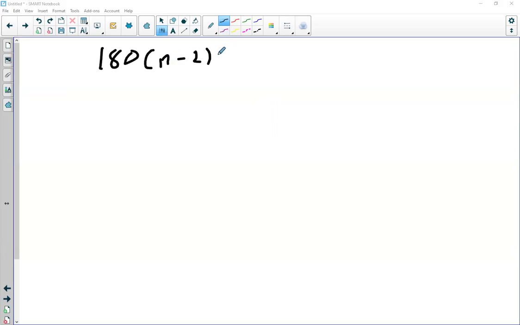All right, 180(n − 2) equals the sum of the angles, which we'll call S. You will get this formula. You don't have to remember it.